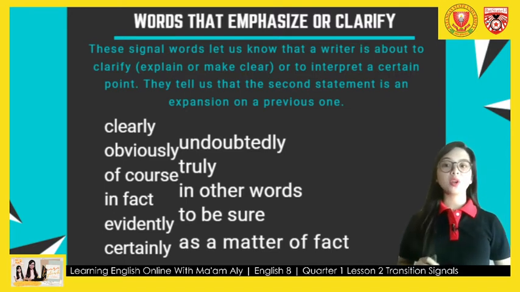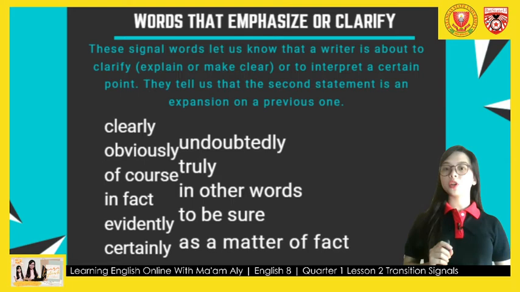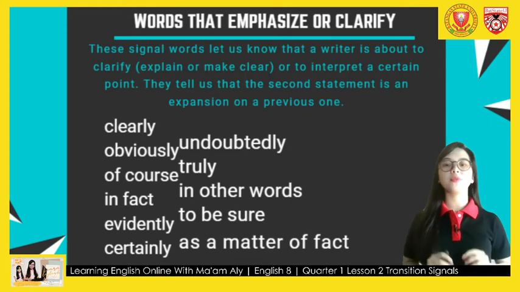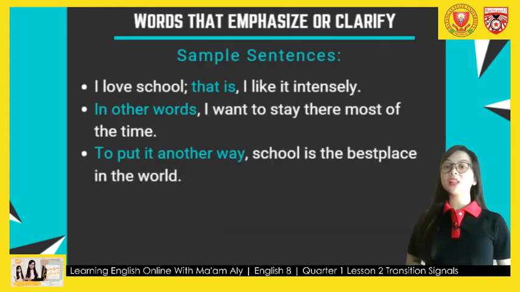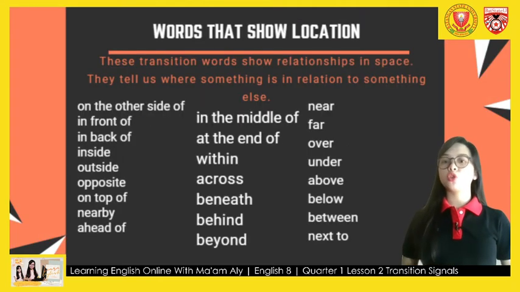These signal words let us know that a writer is about to clarify or to interpret a certain point. They tell us that the second statement is an expansion of a previous one. Sample words are given on your screen. Meanwhile, for the sample sentences, please read. We also have words that show location.